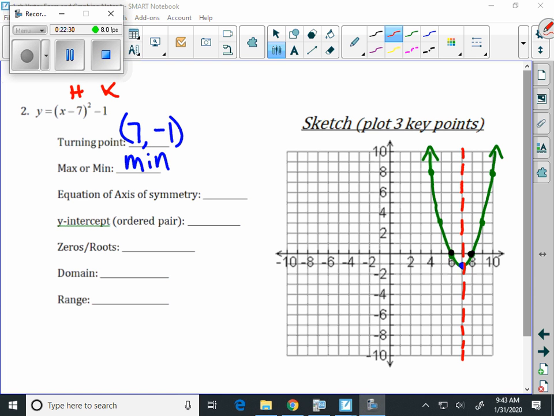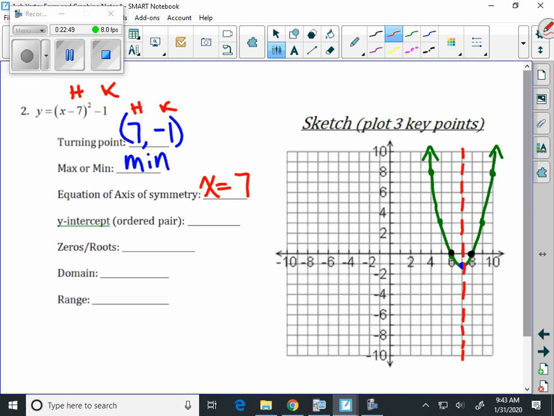So there is our picture here, and what we get for the axis of symmetry, it's going to be x equals 7. And really, I should label the h and the k here, but the h comes from that -7.